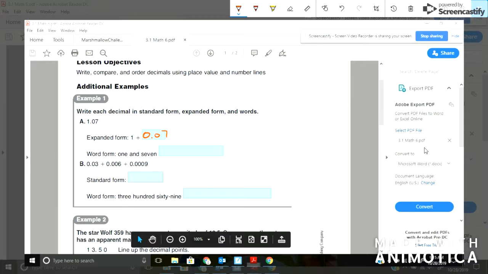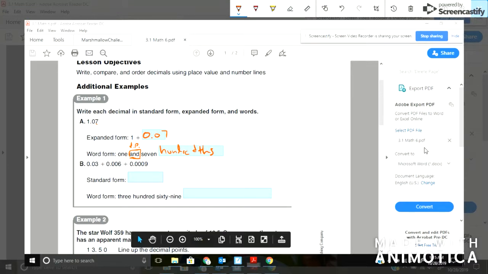In word form, you would read this number as 1 and 7, and then think back to your decimal chart. What is this spot right here considered? Well, this is the tens and this is the hundredths. Hundredths is kind of tricky to say, but notice how you say "and" for the decimal point. So 1 and, wherever the decimal point is, you say "and" 7 hundredths. So that'd be expanded form and word form.